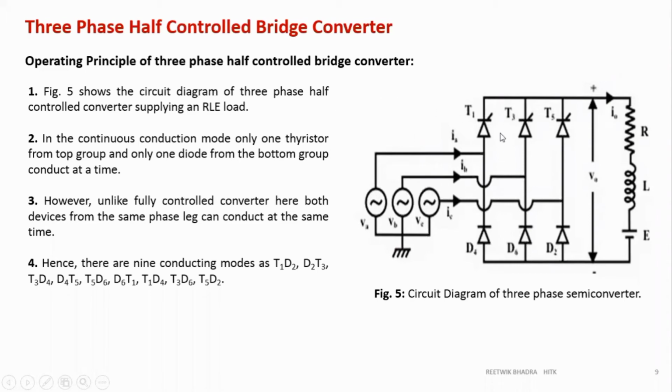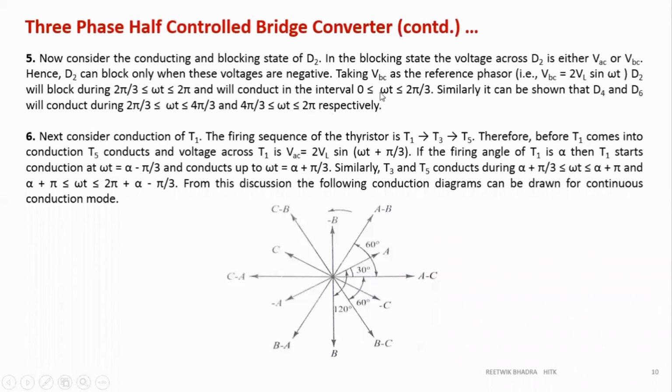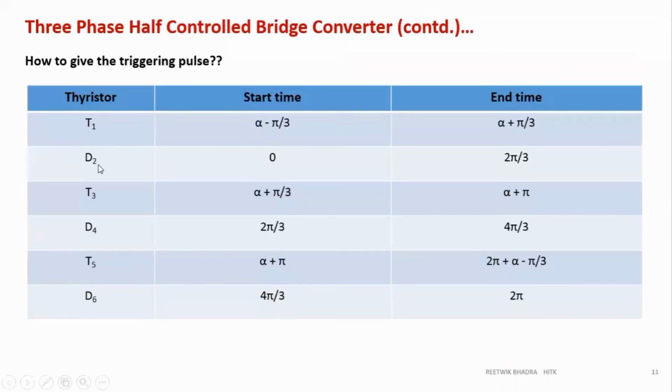So the on period will be 0 to 120 degrees, or 2 pi by 3, for D2. The next 120 degrees, that is 120 degrees to 240 degrees, for D4. So my diodes will be conducting each for a period of 120 degrees without any influence of alpha. So we have a direct value of 120 degrees conduction over here. So I can directly write down: D2 is conducting from 0 to 2 pi by 3. D4 is conducting from 2 pi by 3 to 4 pi by 3. D6 is conducting from 4 pi by 3 to 2 pi. Okay, so directly we have written it down.